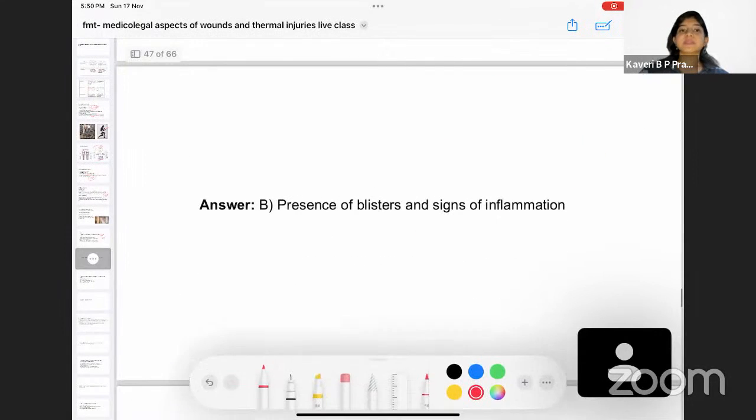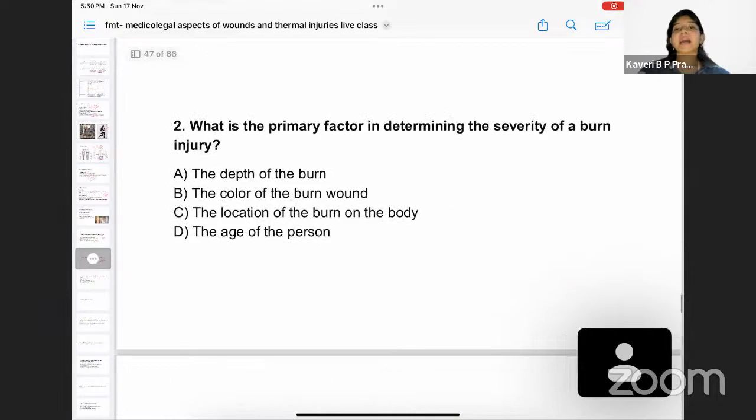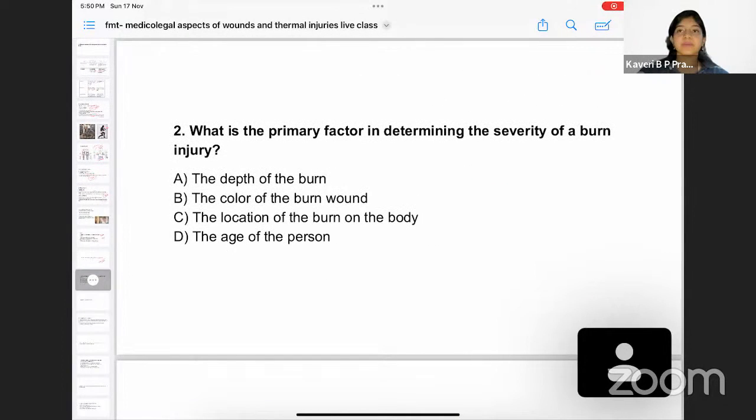Why is there presence of blisters and signs of inflammation? Because all the metabolic function and the vital reactions still take place. Coming to the second question, what is the primary factor in determining the severity of a burn injury? The depth of the burn, the color of the burn, location of the burn, or the age of the burn? It was option A, the depth of the burn.